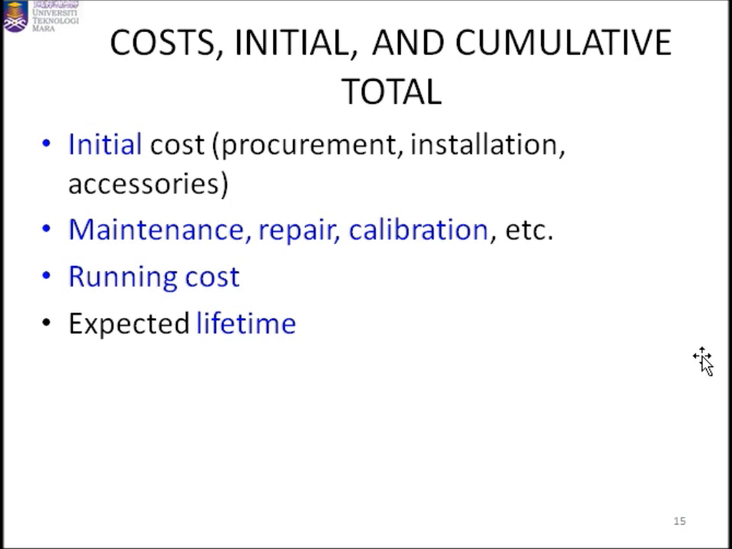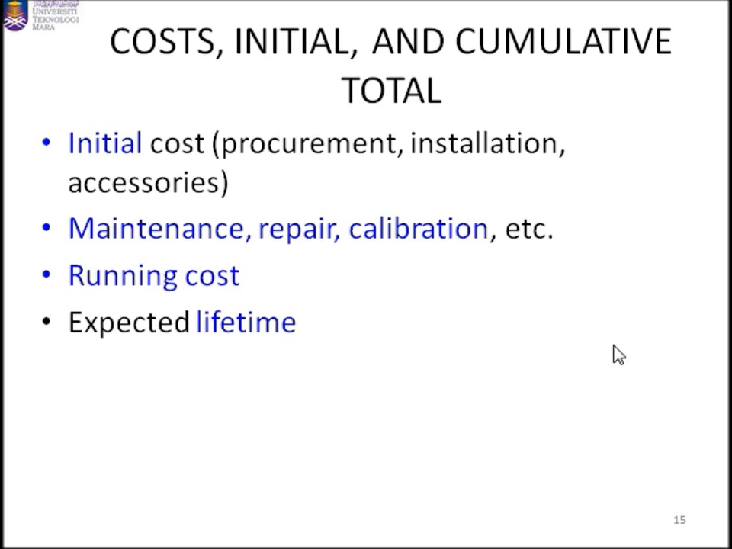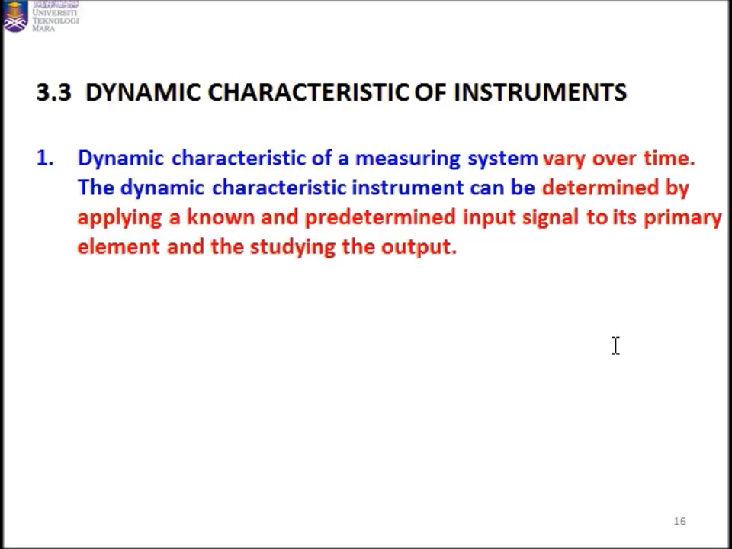Next is the cost, initial and cumulative total. So the important part is cost. What is the initial cost? Procurement cost, installation and accessory cost. And how about the maintenance cost? The repair, calibration, and running cost, and also expected lifetime. So we need to consider these when we select an instrument.